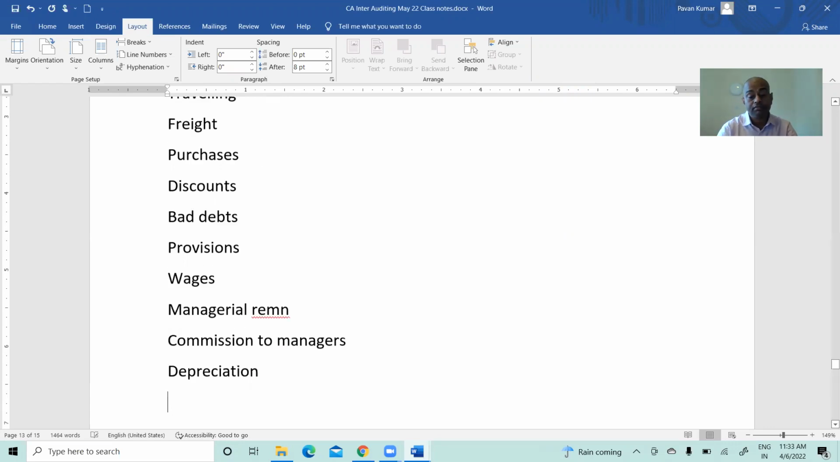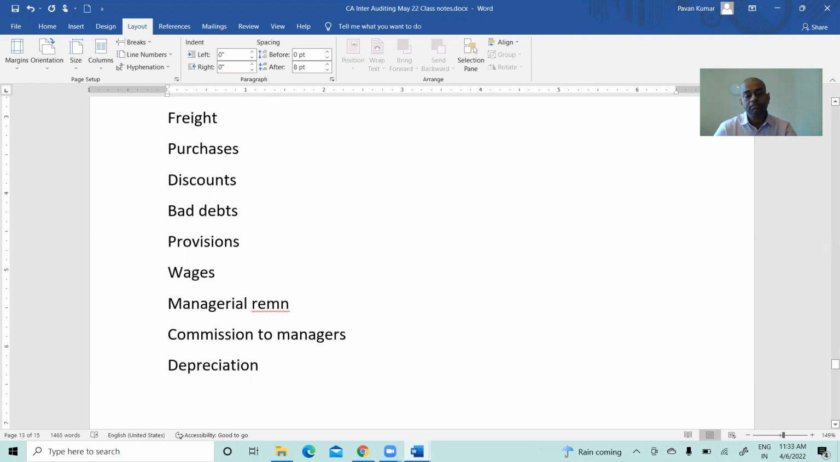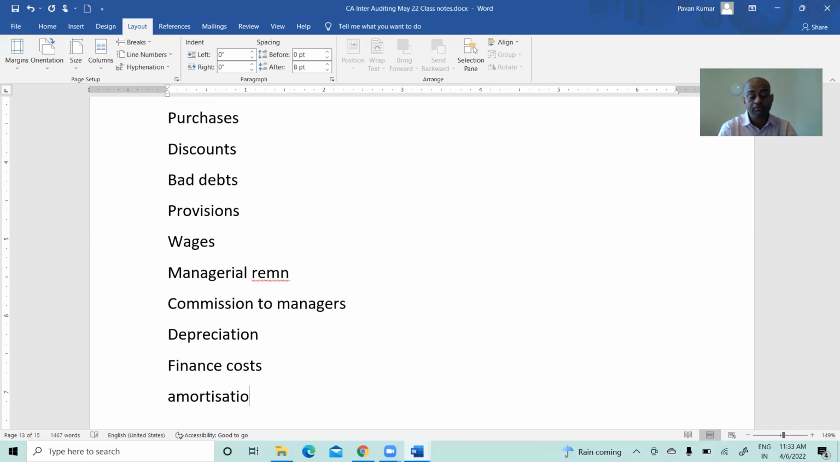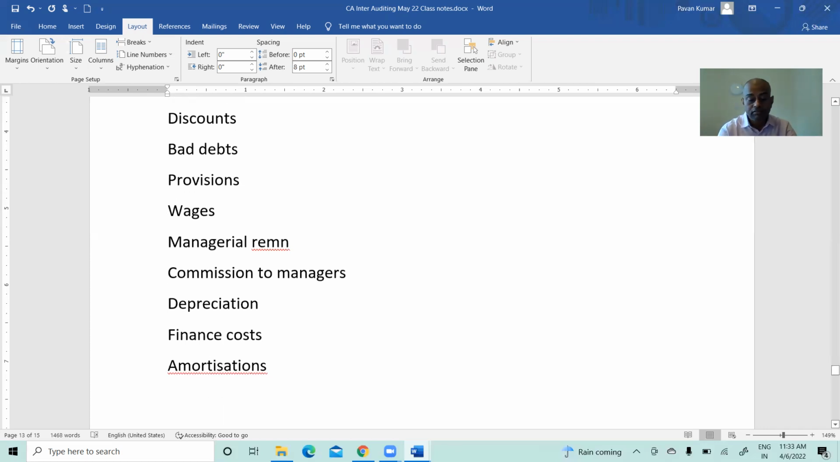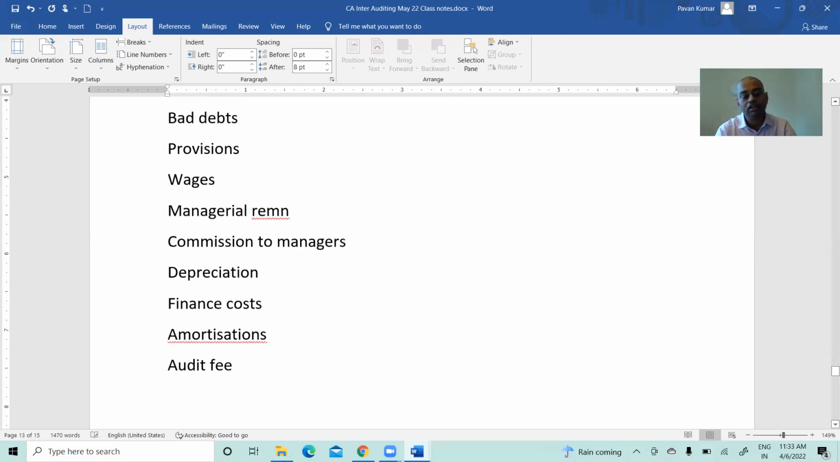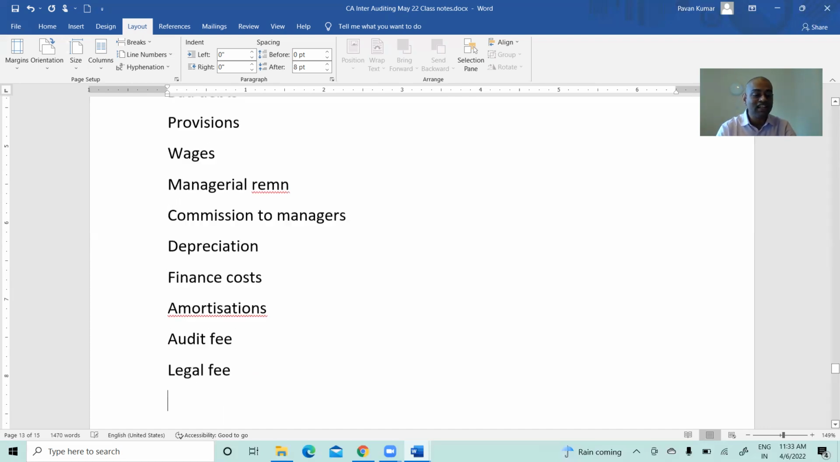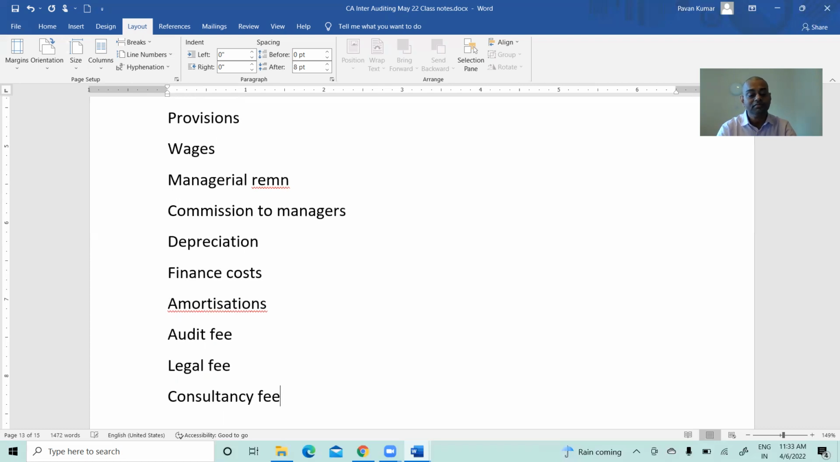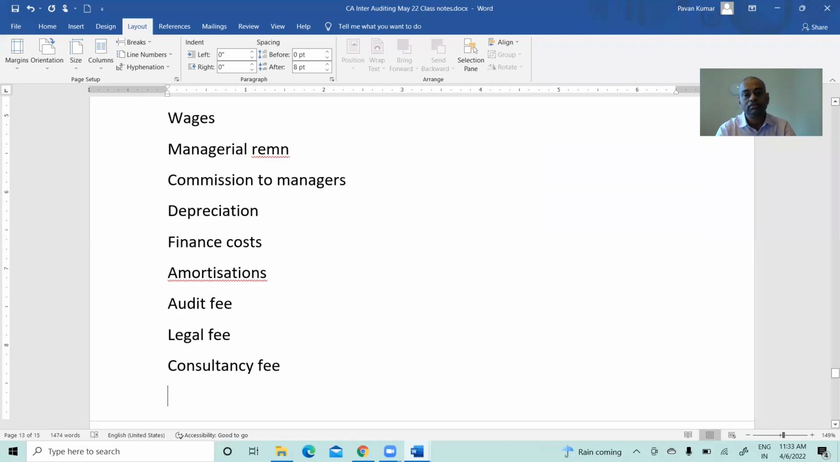Depreciation, excellent. Then finance costs, like interest we have written above. Then amortizations. Then audit fees. Audit fee, very good, very important. Audit fee, legal fee, consultancy fee. Okay, so now all these are from P&L.